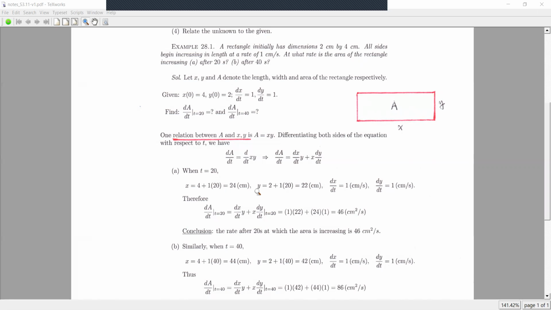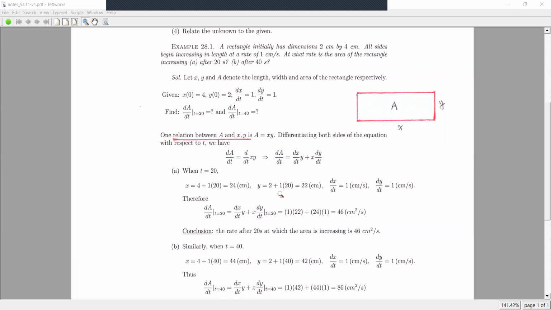Similarly, the width is 2 plus 1 times 20. Initially, the width is 2. The increasing rate of the width is 1 cm per second. After 20 seconds, the width is 22 cm. At the time when time is 20, the increasing rate of the length is 1, constant. The increasing rate of the width is 1, constant.